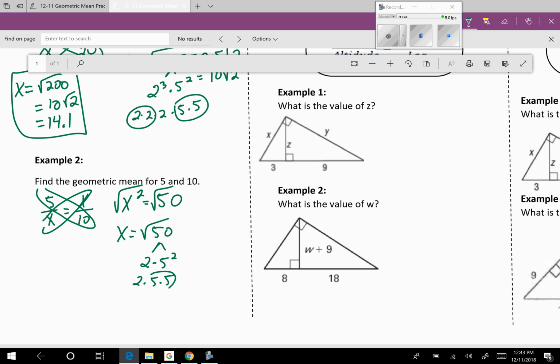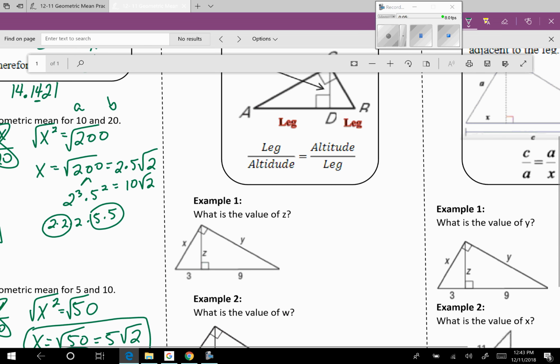So there's only one pair here, so it's only the 5 that gets pulled out. So it's 5 square roots of 2. And then let's actually find the decimal of it. So take the square root of 50 in your calculator, and you'll get 7.07107. Okay, look at your hundredths place. That's the second number. It's a 7, so it's going to make the 0 round up, so it'll round to 7.1. So that's what your x is.